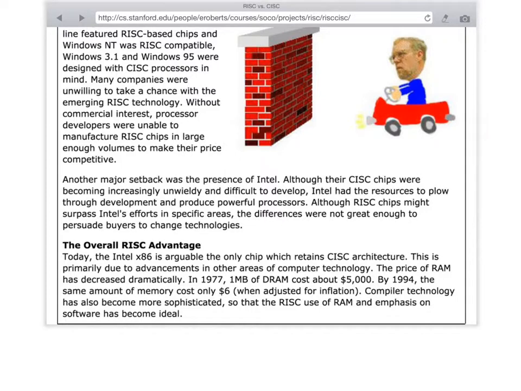So today, Intel x86 is one of the few CISC architectures still around. And part of the reason for that is because compiler technology has improved and RISC uses RAM, which is cheaper now, making RISC advantageous.